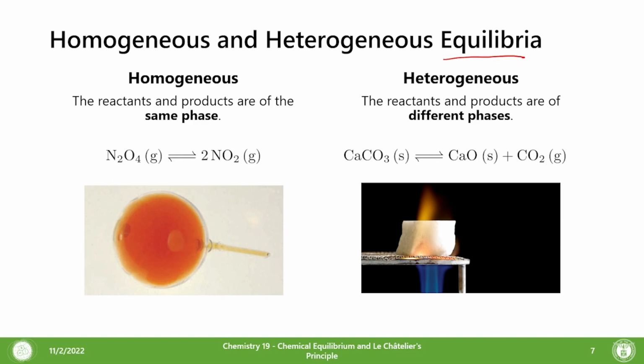Okay, so an example of this is the nitrogen tetroxide gas and nitrogen dioxide gas, which is gaseous in this case. And then we have calcium carbonate, which is a solid, which turns into another solid, calcium oxide, and carbon dioxide, which is a gas.